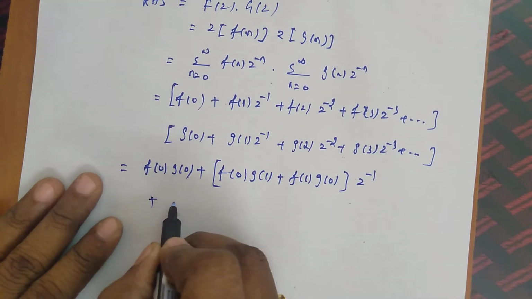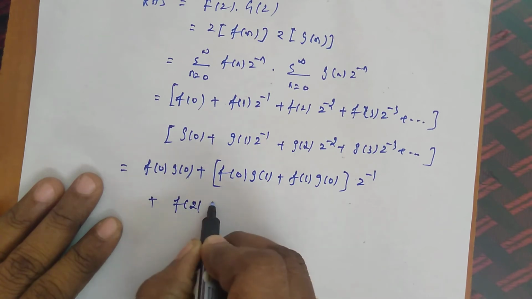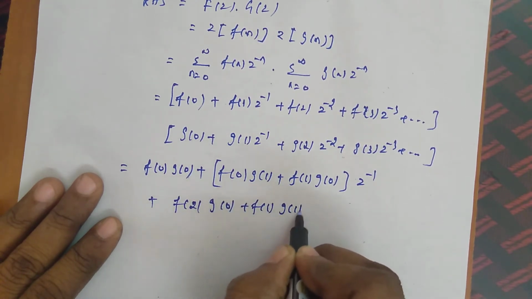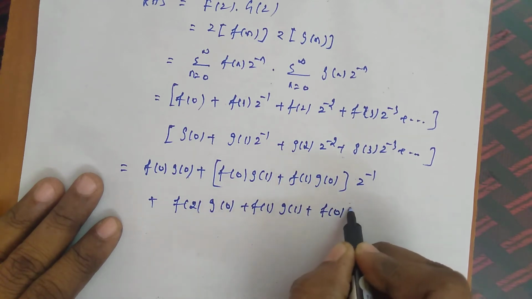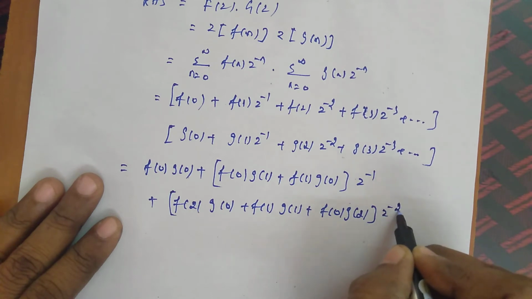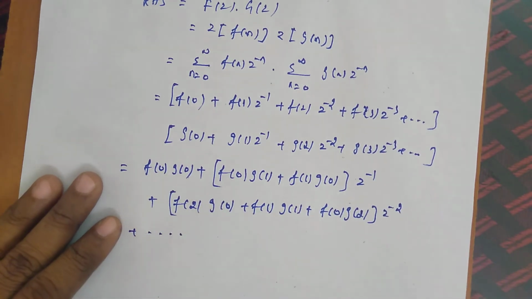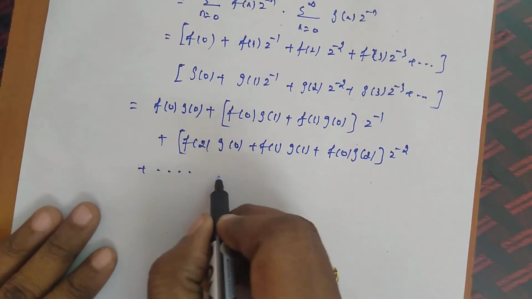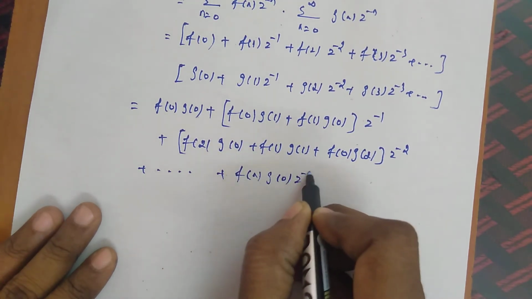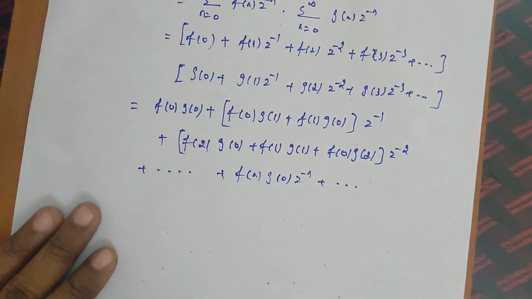In the same manner, the next term is f of 2 into g of 0 plus f of 1 into g of 1 plus f of 0 into g of 2, into what? Into z power minus 2. Likewise for all the terms we can write. In between we have the nth term, that is f of n into g of 0 into z power minus n plus etc. This will go up to infinity.